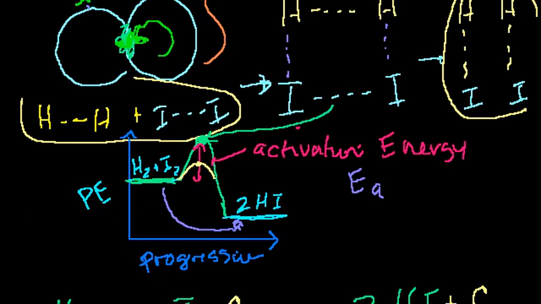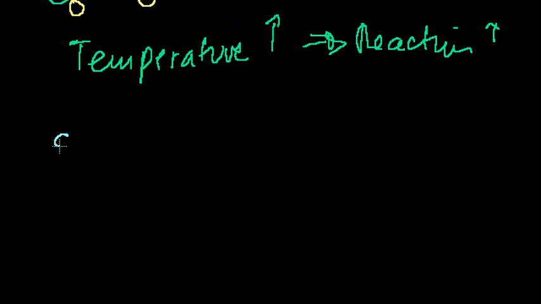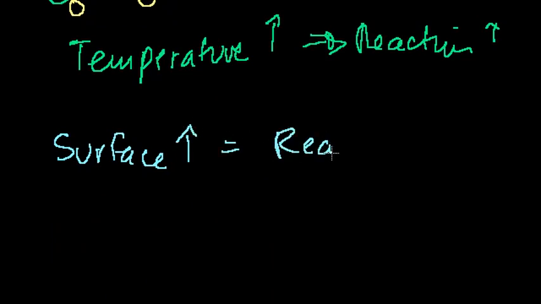And then the last one, and you probably realize this, is just the surface area. We were just doing gas-gas interactions, which almost by definition have pretty good surface area interactions. But if the surface area goes up, then the reaction rate also goes up. And how do you think about that? Well, think about the reaction of, we've done this multiple times.